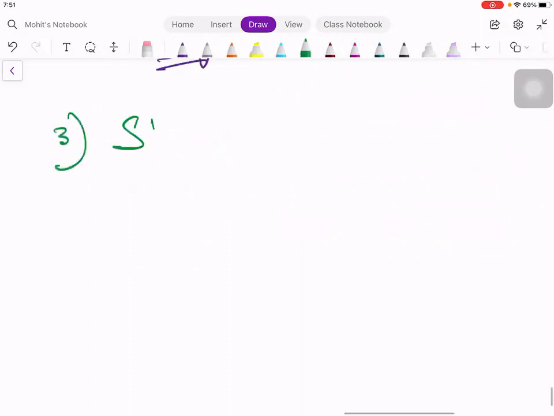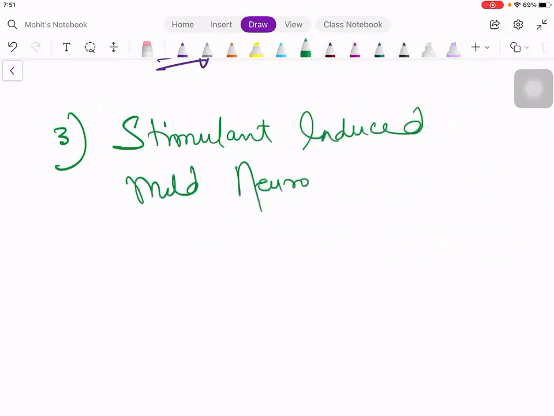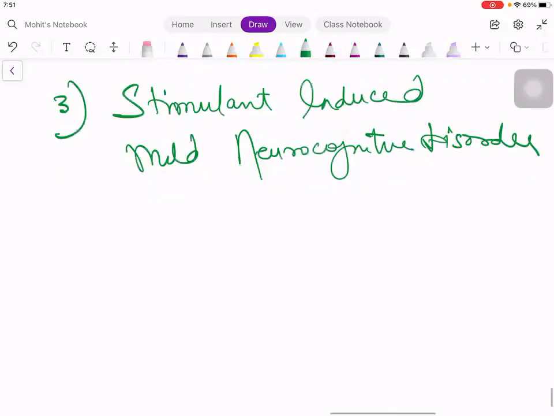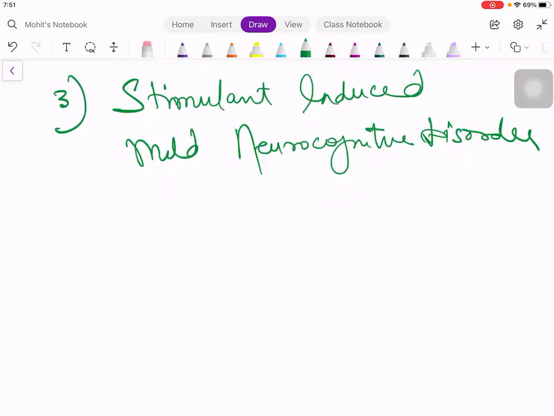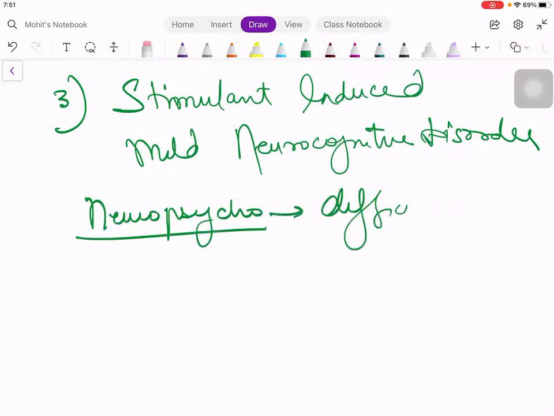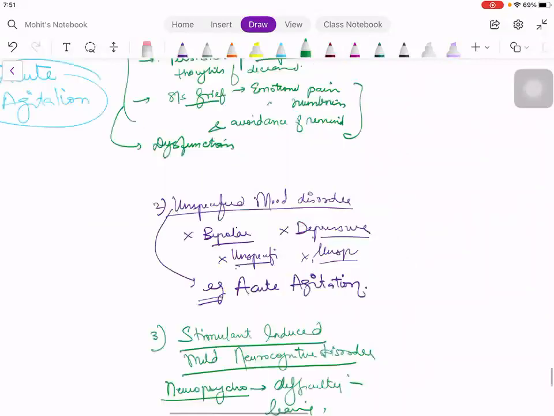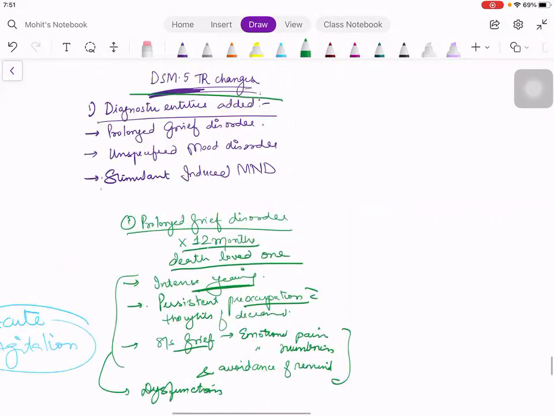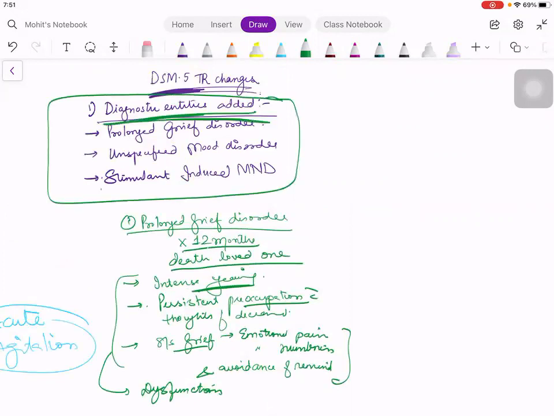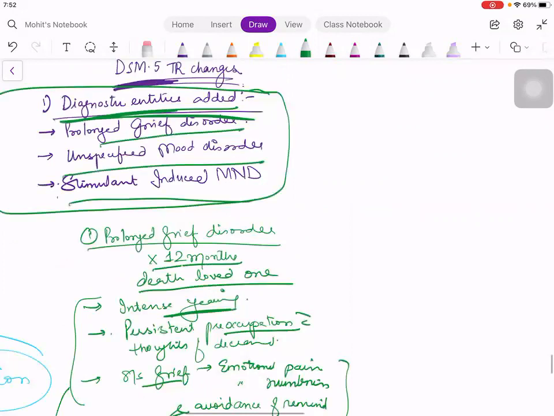Then the third diagnostic category that has been added is stimulant induced mild neurocognitive disorder. What is stimulant induced mild neurocognitive disorder? When there has started impairment in neuropsychological functioning, for example, difficulty in learning, memory, or executive function because of the substance used. So the first grouping of change is the adding of diagnostic entities: prolonged grief, unspecified mood disorder, and stimulant induced mild neurocognitive disorder.